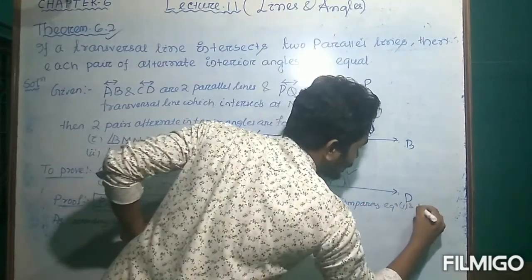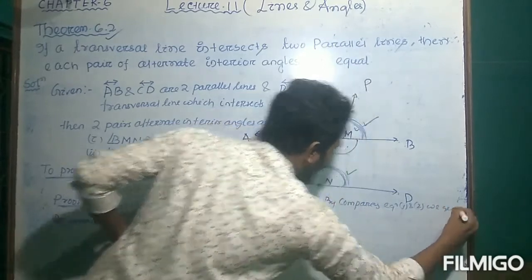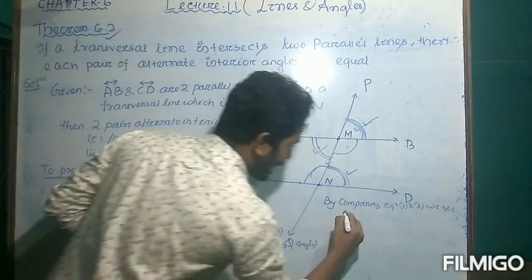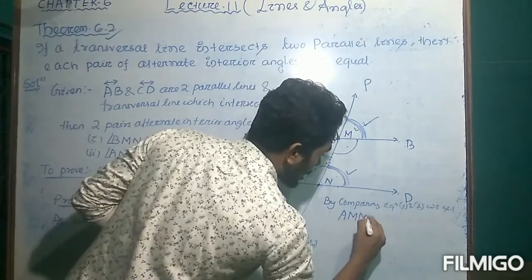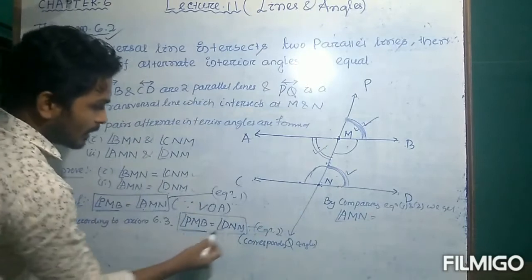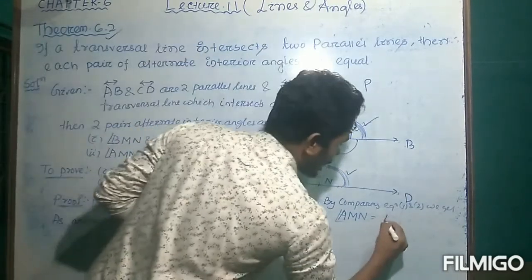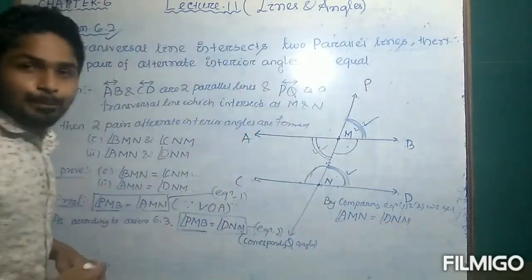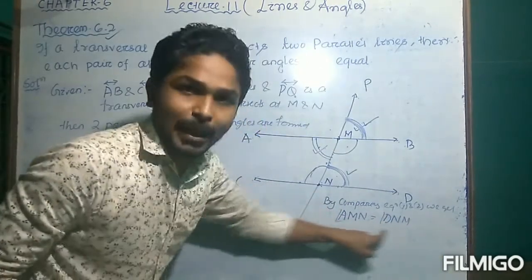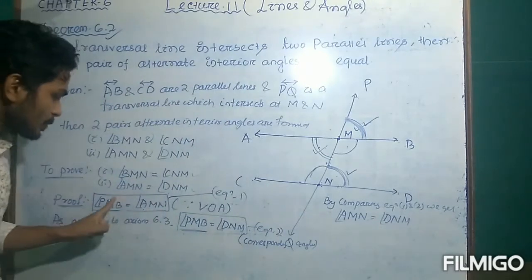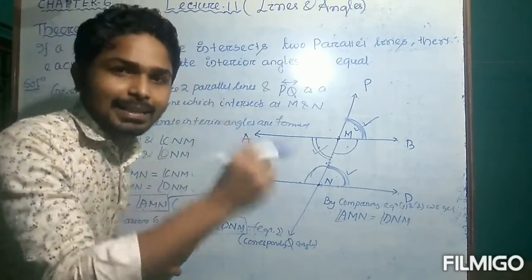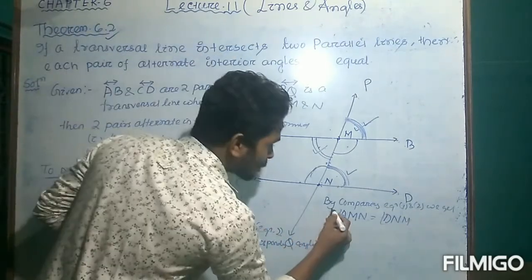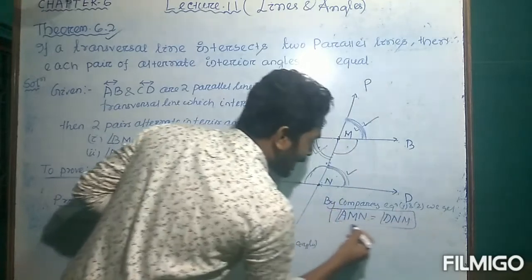Okay. So by comparing equation 1 and 2, what do we get? We get that the RHS are equal: angle AMN is equal to angle DNM. We finally get this result by comparing equation 1 and equation 2, because equation 1 and equation 2 have the same LHS, hence they must have the same RHS. So finally we get angle AMN is equal to angle DNM.